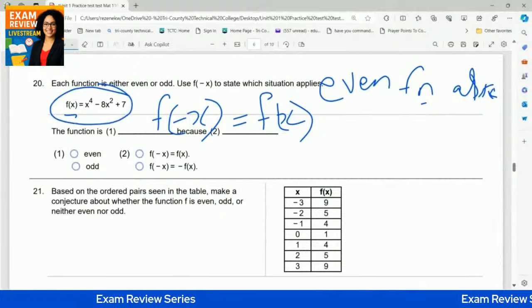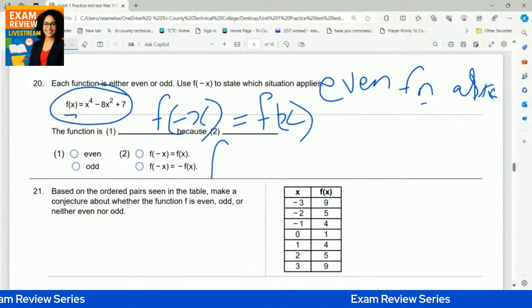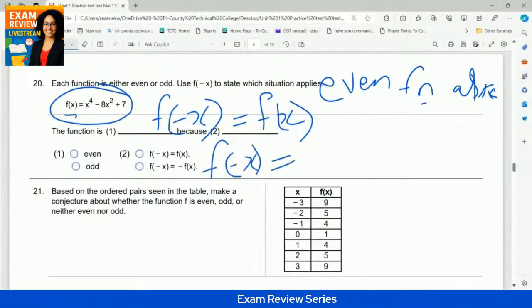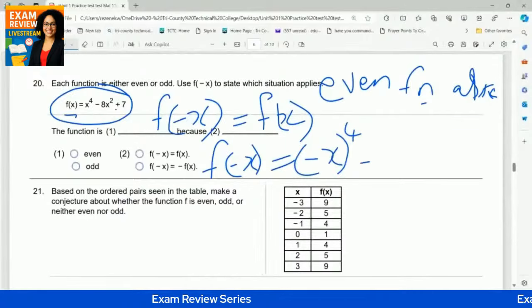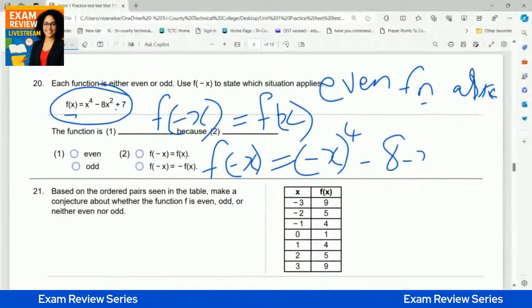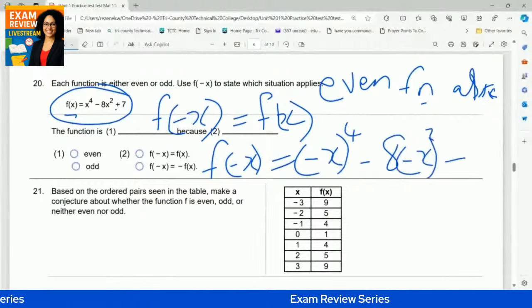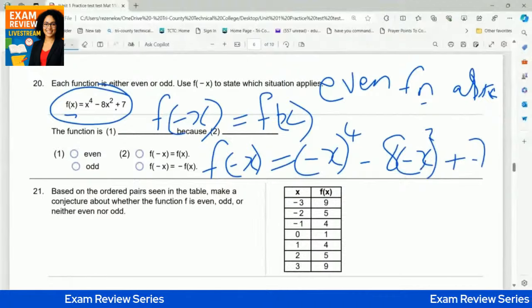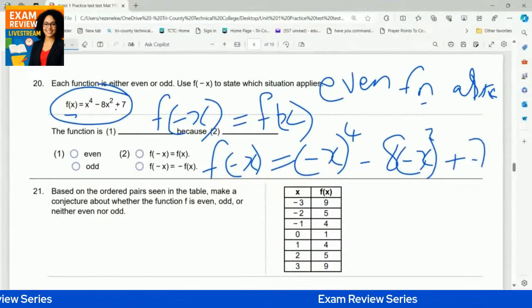What I'm going to do now is f of negative x. So where I see x in this function, I'll plug in negative x. So negative x to the power 4 minus 8 times negative x squared plus 7. Now I'm going to evaluate this function. If it gives me the original function, I will say it is an even function, and therefore it also has y-axis symmetry.